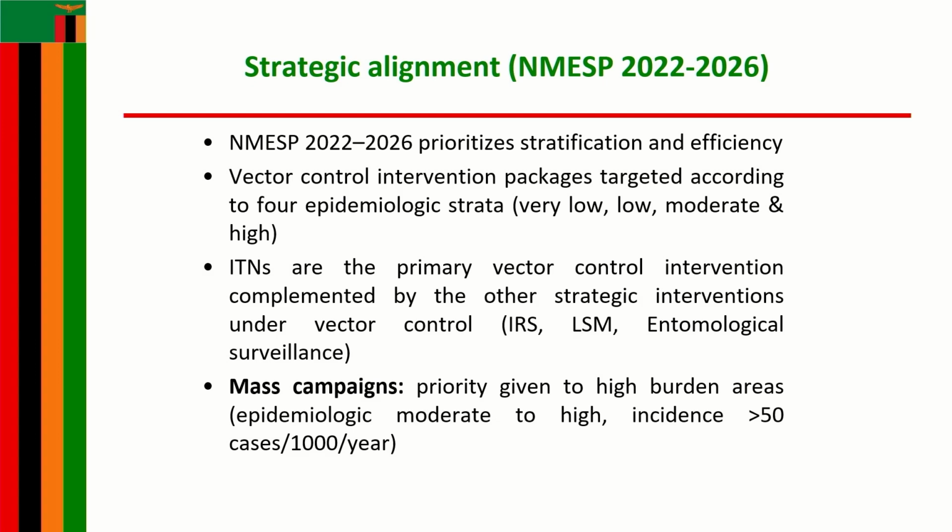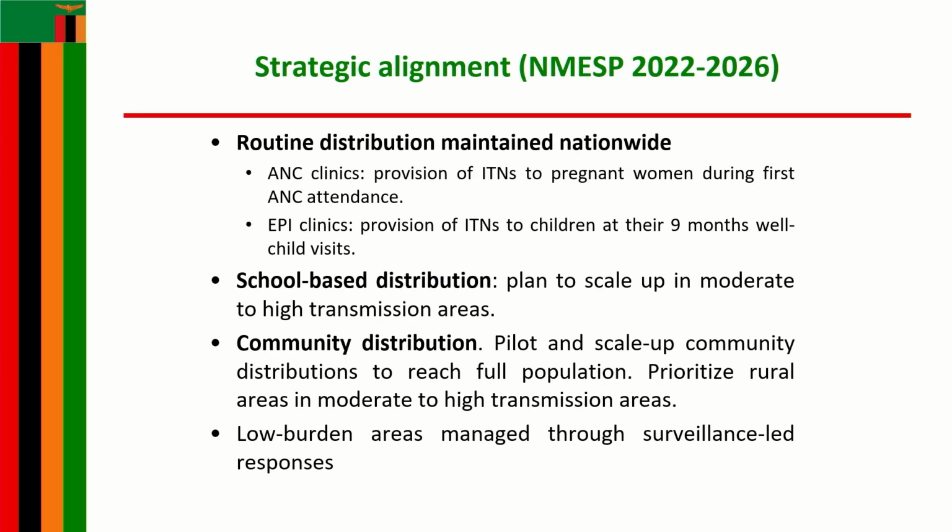So in our current strategic plan, mass campaigns are given priority to high burden areas, those in moderate to high epidemiological strata. Next slide. And for routine distribution, we've maintained it nationwide, and we're doing routine distribution through ANC and EPI. For ANC, we're giving nets to pregnant women at their first ANC visit. For EPI, we're giving nets to the under ones at the measles 9 vaccination visit.